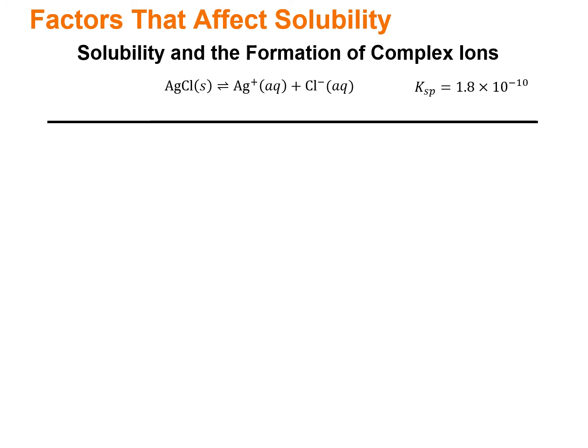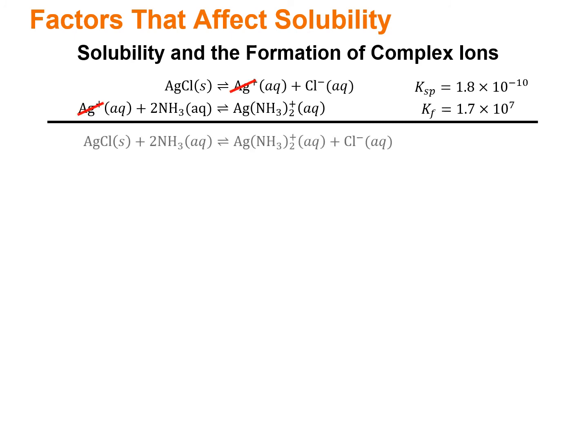Well, silver has another reaction if you place ammonia in solution. It can complex with this ammonia, and two ammonia can attach to that silver, and we end up with an equilibrium constant for that of 1.7 times 10 to the 7, strongly favoring the product. So if you put ammonia in there, it wants to grab a hold of that silver. And so if we look at the sum of those two reactions, the silvers will cancel out. And what we'll be left with is silver chloride plus 2 ammonia yields the complex plus chloride.